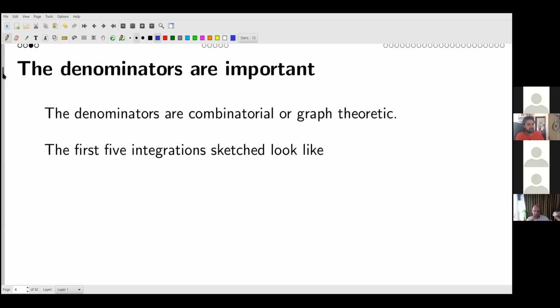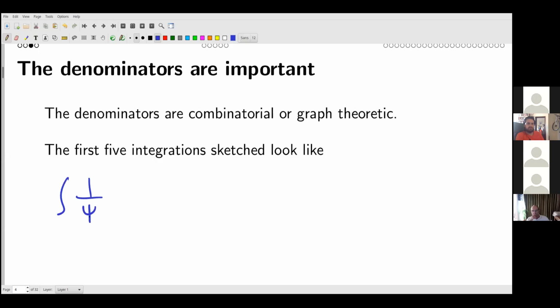But if you're coming at it from a combinatorial or graph theoretic perspective, then what you want to be noticing is, well, it's really just some sort of multivariate generating series for spanning trees. So we're really just counting spanning trees the right way. And now what's nice about this is, as you do the integrations, you continue to just count spanning trees in the right way. So let me sketch out the first 5 integrations.